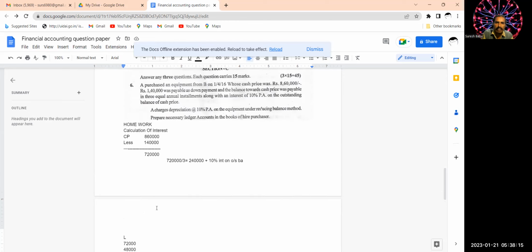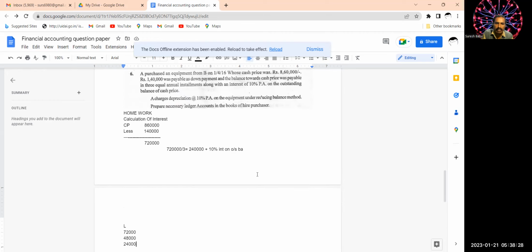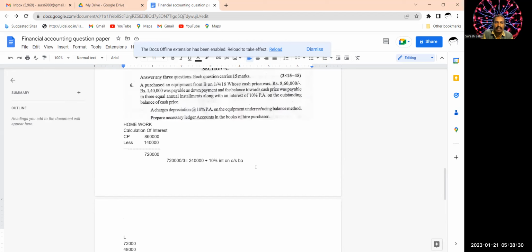Then after preparing this, there is depreciation at 10%, reducing balance method. So you prepare on cash price. Then calculation of cash price is not required. Then prepare ledger account. That is homework. Listen properly, why I am giving you the homework: do it, learn it quickly.